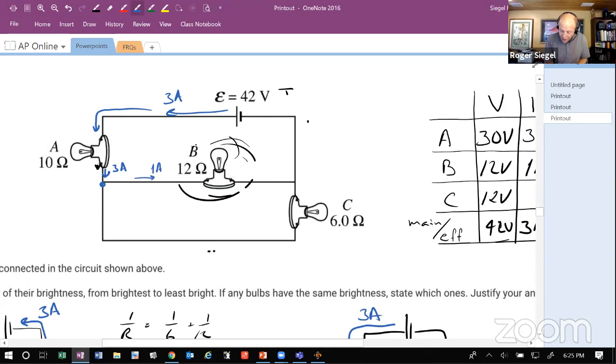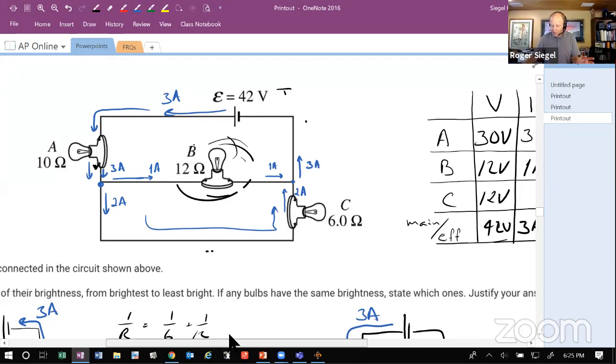Now check this out. If I've got 3 amps coming in and 1 amp going this way, that means this has to be the difference, or 2 amperes. And so I have 2 amperes going this way. Notice now there's 2 amperes arriving at this junction from the bottom here, and 1 ampere arriving from the left. And so now, boom, they come together and they make 3 amperes. So that junction rule and the loop rule are what help us to figure out all this stuff.